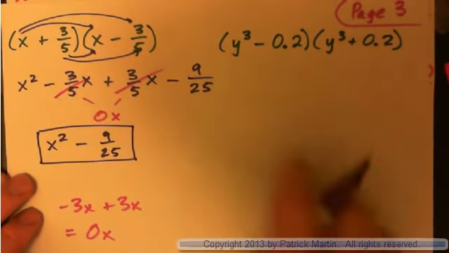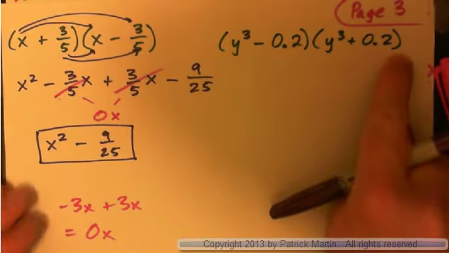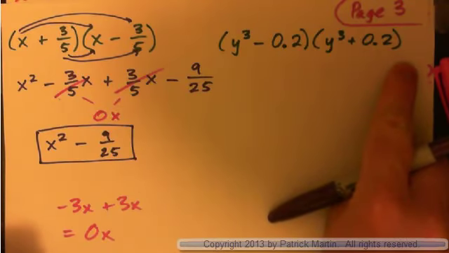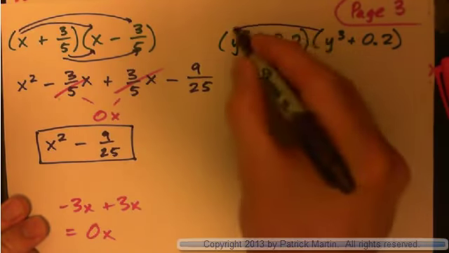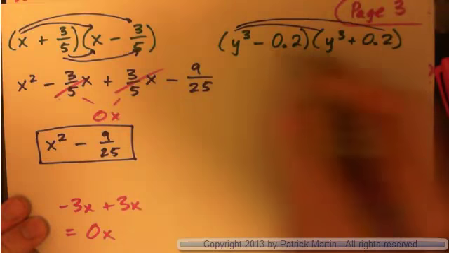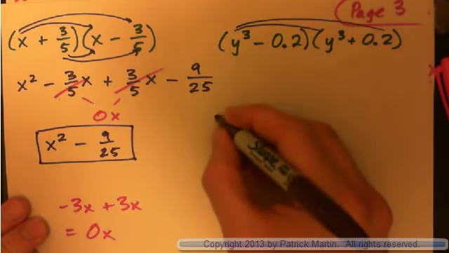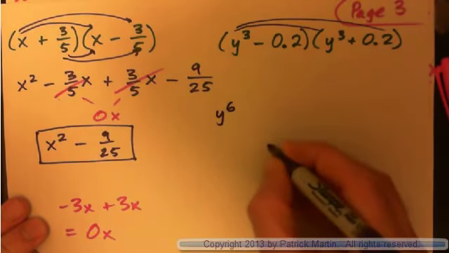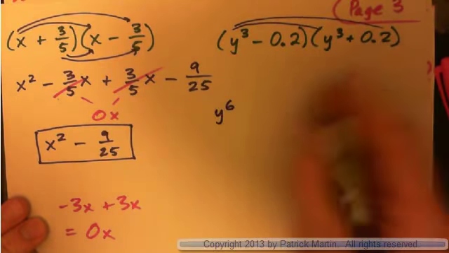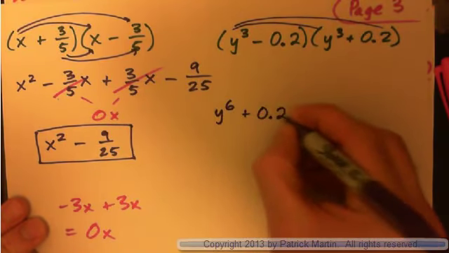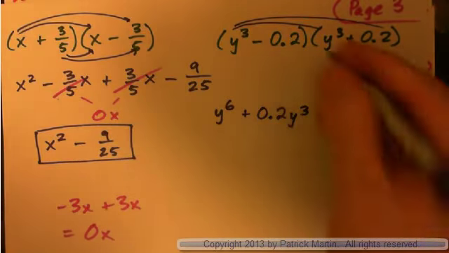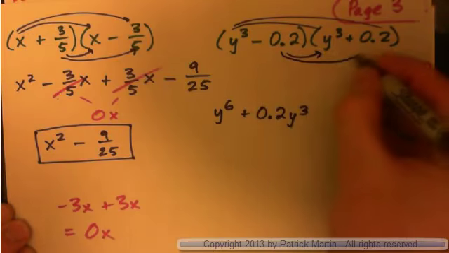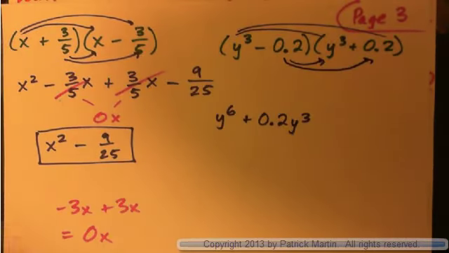Now, by all means, press pause and try this one, and then check the video for your answer. Okay, I hope you pressed pause and tried it. I'll do it now. So y cubed times y cubed, and then y cubed times 0.2. Y cubed times y cubed, y to the power of 6. Y cubed times 0.2 plus 0.2 y cubed. Now what? Negative 0.2 times y cubed, and then negative 0.2 times 0.2.